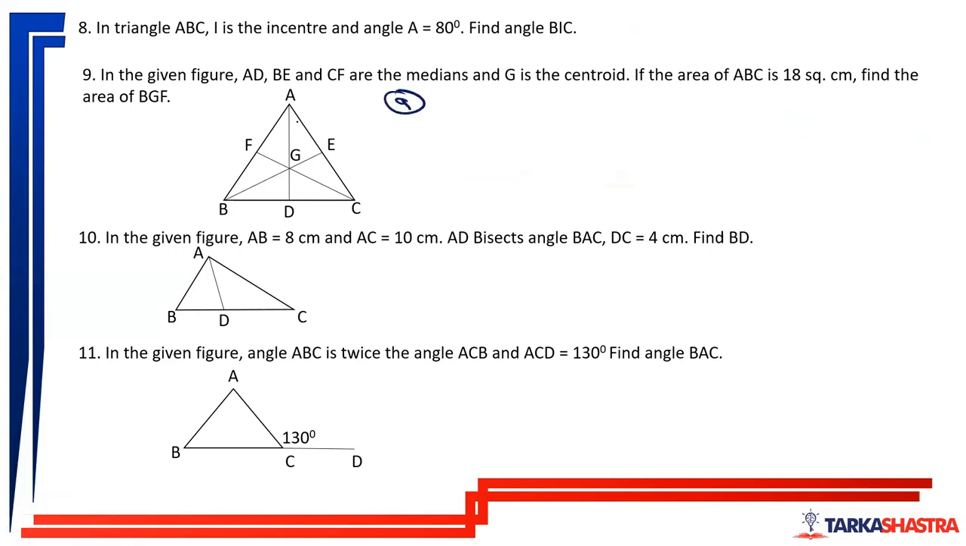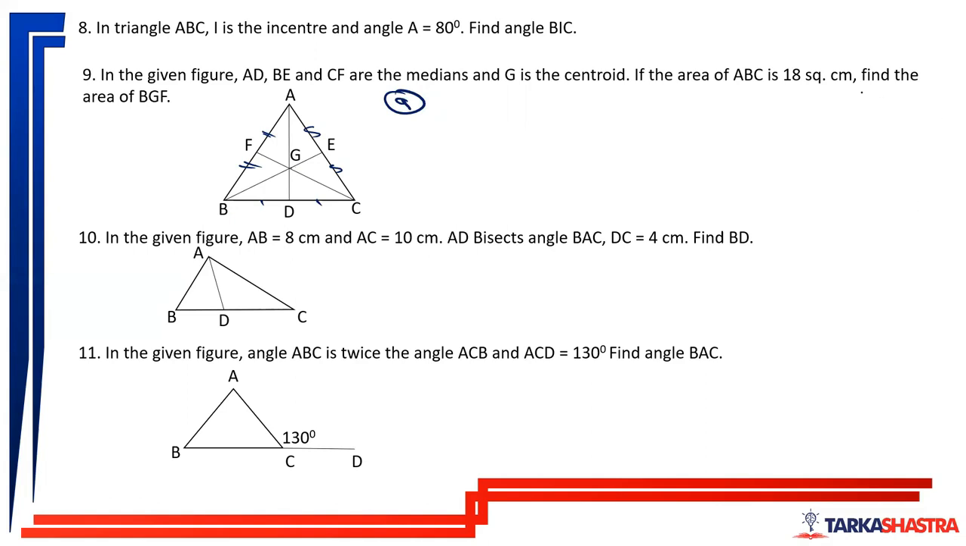In the given figure, AD, BE, and CF are the medians, and G is the centroid. Medians bisect the opposite sides. If the area of triangle ABC is 18, find the area of BGF.